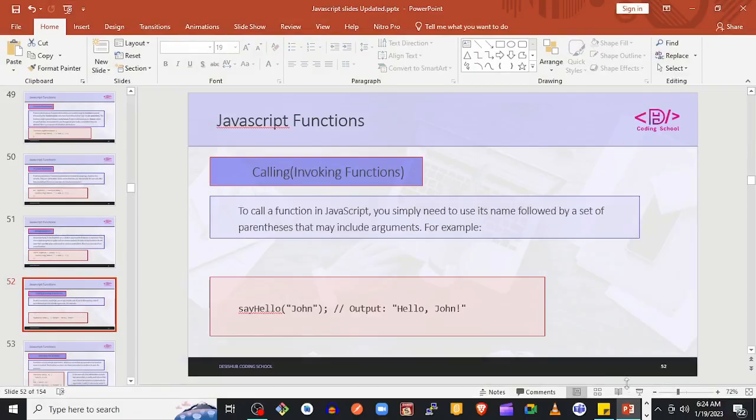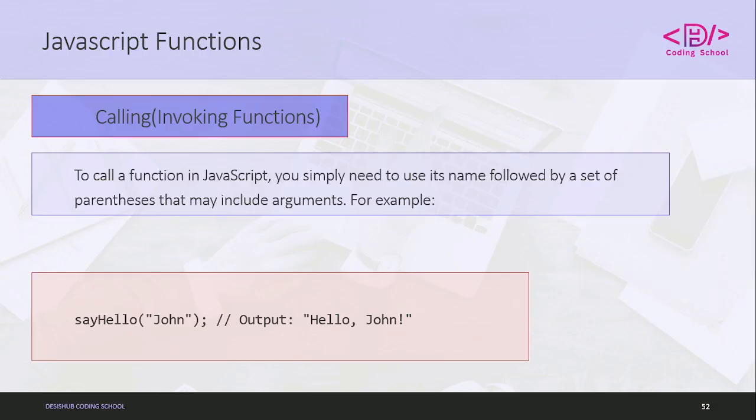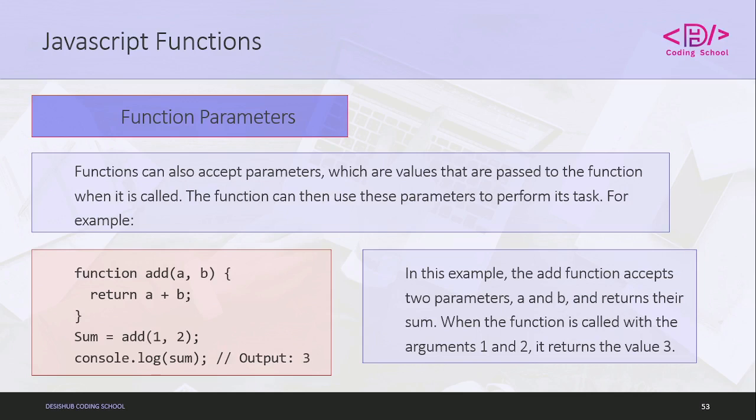So we have already talked about invoking functions. To call a function, you simply need to use its name followed by a set of parentheses that may include arguments. So for instance, you can just simply call the function. We have already talked about that, and we have also talked about parameters. Functions can also accept parameters, which are values that are passed to the function when it is called. The function can use parameters to perform its tasks, for example, like so.